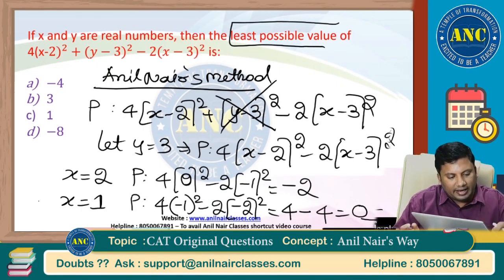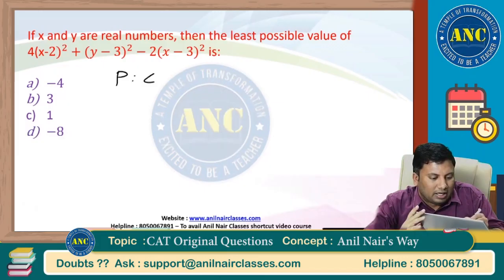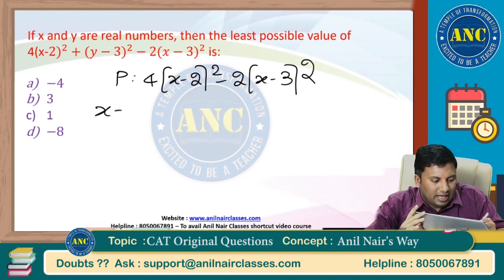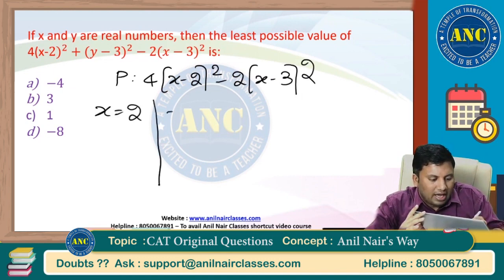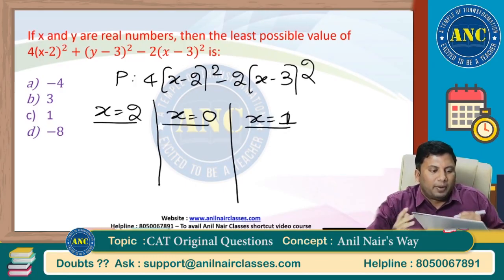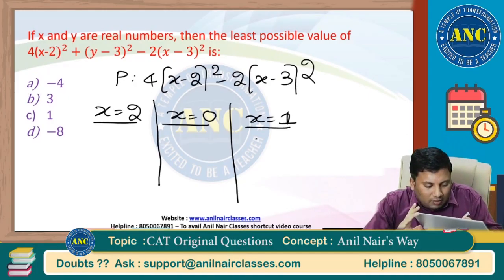Now I'll neatly solve it here. P is nothing but 4 into (x minus 2) whole square minus 2 into (x minus 3) square. I will take x equal to 2. I will take x equal to 0. I will take x equal to 1. Let me see what is happening with respect to x equal to 2; I am not able to determine, so x equal to 1.